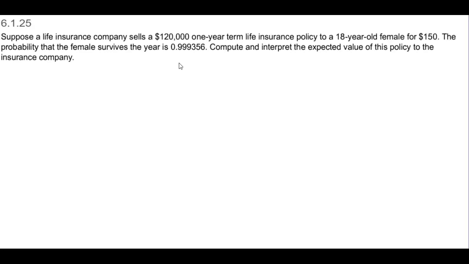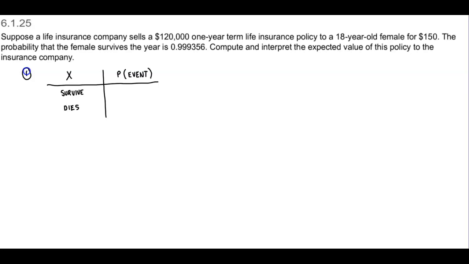So what we're going to do is create a table. We have x, which is the random variable, and then we're going to have P(x), or P of whatever the event is for x. The two events that we have are either survives or dies.